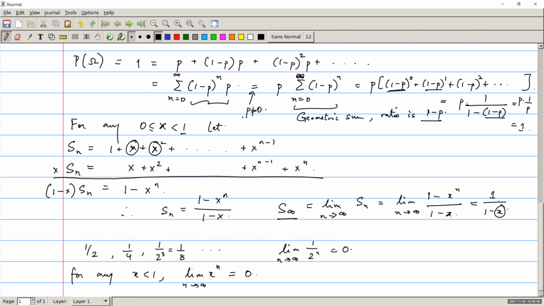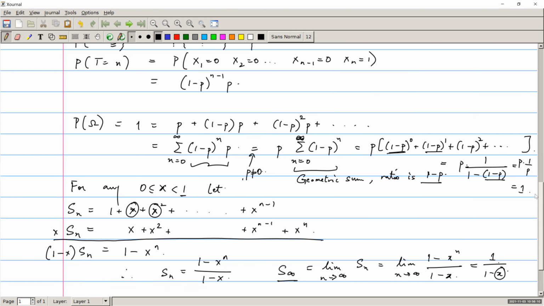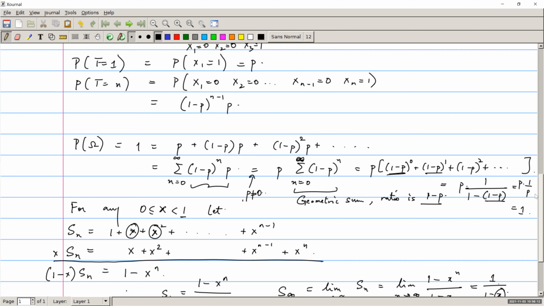If p is 0, then you'll never have a success. The probability of success is 0, that is, you'll never ever see a success. But so long as the probability of success is not 0, this is a legitimate setup, and eventually you're going to see one of these events: t equals 1, t equals 2, t equals 3, one of them will happen.